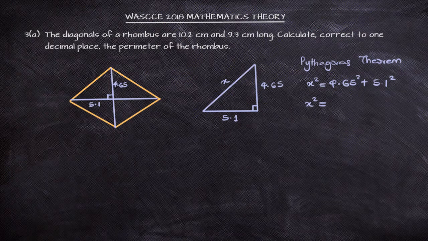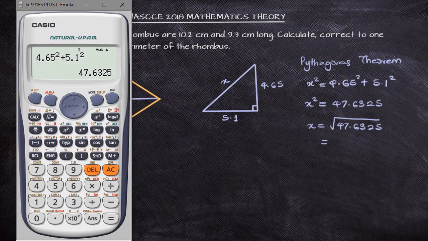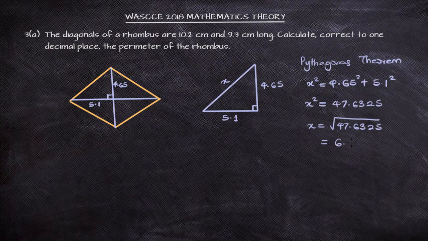which is 47.6325. So x will be the square root of 47.6325. And if we check that, the square root of that is 6.90163 centimeters. But nobody asks us to find the value of x. What we are asked is to find the perimeter of the rhombus.